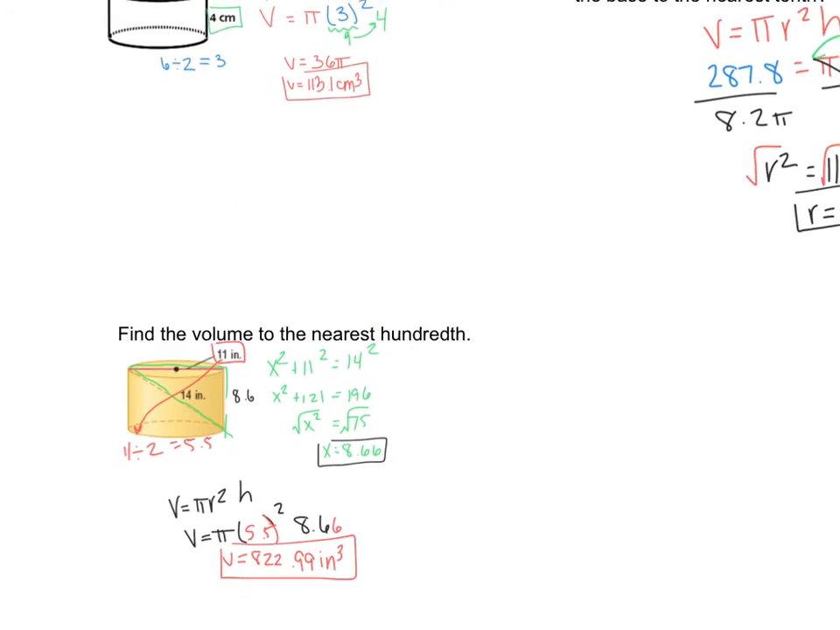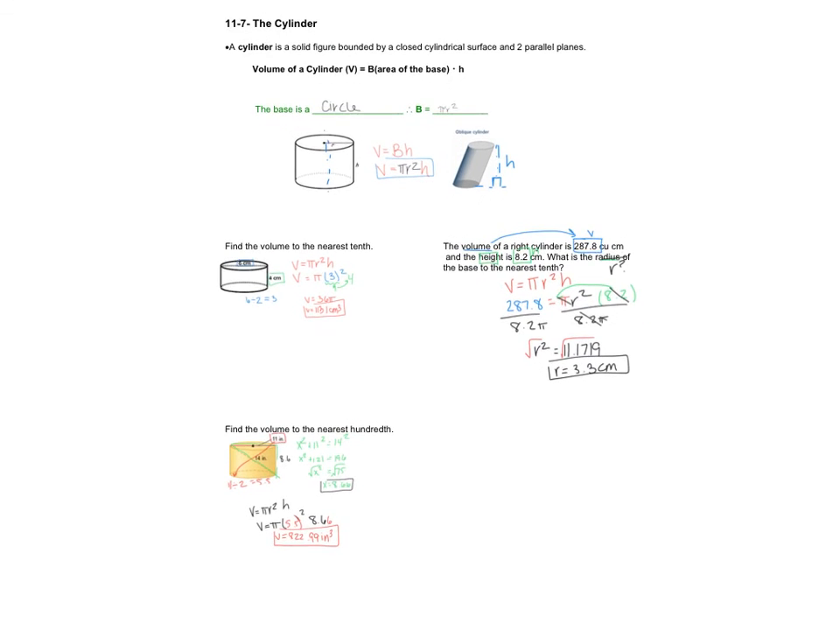And that is your final answer. So I'm going to zoom out so you can get a full picture of the page. That is the cylinder. So the next thing you have to do is, if you're stuck, watch the video one more time. Make sure you answer the independent practice questions.